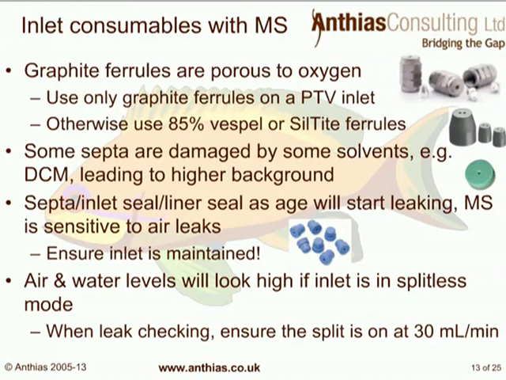When we're leak checking our mass spectrometer, we will generally see quite a high background of nitrogen and moisture if we have our inlet in splitless mode. So we should be employing a split flow of between about 20 and 30 mL a minute when we're doing the leak check, just to make sure that the levels of nitrogen and moisture are below the recommended limit for actually running and using the instrument.